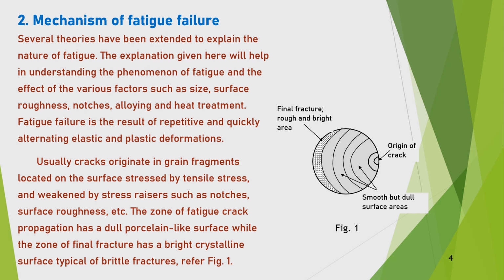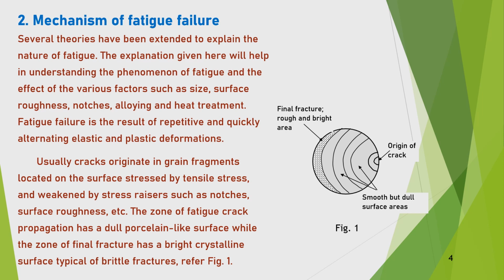Usually cracks originate in grain fragments located on the surface stressed by tensile stress and weakened by stress raisers such as notches, surface roughness, etc. The zone of fatigue crack propagation has a dull but smooth surface, while the zone of final fracture has a bright crystalline surface typical of brittle fractures, as shown in figure 1.